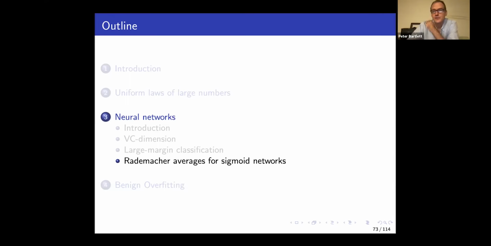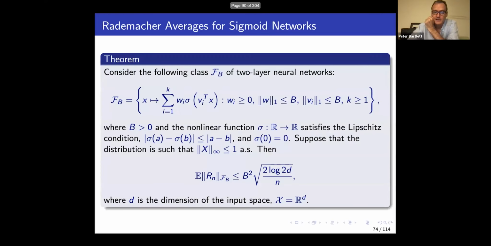So we can use the tools that we've met along the way to compute bounds on Rademacher averages for various networks. Okay, so here's one example. And I suppose a calculation of this sort dates back to the 90s, but doing it in terms of Rademacher averages is a much easier job than the kind of covering number analysis from the 90s.